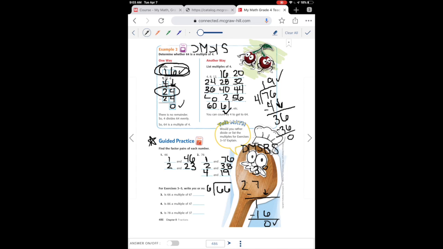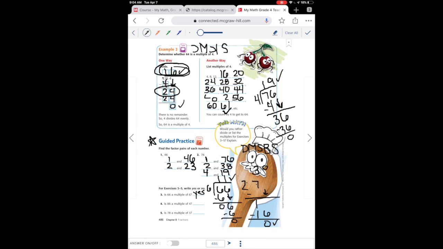Let's divide. 6 divided by 6, 1. 1 times 6 is 6. Subtract 0, bring down a 6. 6 divided by 6 is 1. Multiply 1 times 6, 6. Get a 0, and my quotient is full. So can I divide 66 by 6 and not get any remainders? Absolutely. So it is a multiple. Or I could have skip counted by 6, 6, 12, 18, and I would have said 66 eventually.